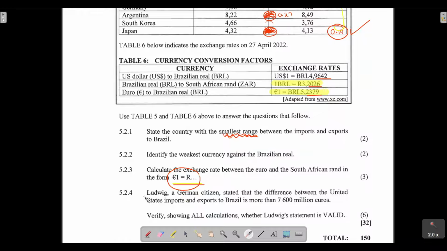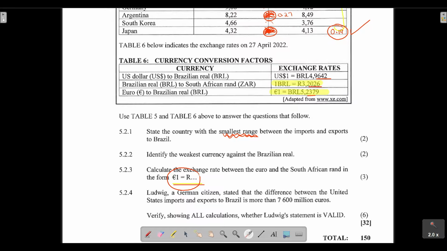It says Ludwig, a German citizen, stated that the difference between the United States imports and exports to Brazil is more than 7,600 million euros. Okay, we need to verify, showing all calculations, whether Ludwig's statement is valid.